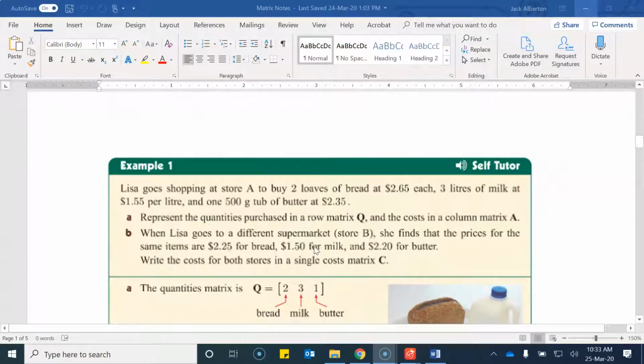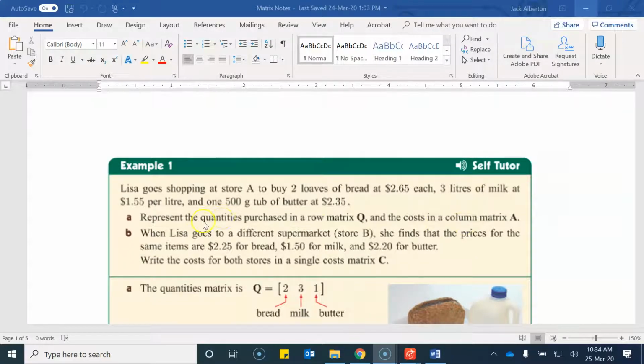All right, so we'll go through this example of putting some information into a matrix. Lisa goes shopping at store A to buy 2 loaves of bread at $2.65 each, 3 litres of milk at $1.55 per litre, and a 500-gram tub of butter at $2.35. Represent the quantities purchased in a row matrix Q and the cost in a column matrix A. So we're doing 2 things. We're representing the quantities in one matrix, which is a row, and the costs in another matrix A, which is a column matrix. So one's going to be this way, one's going to be this way.